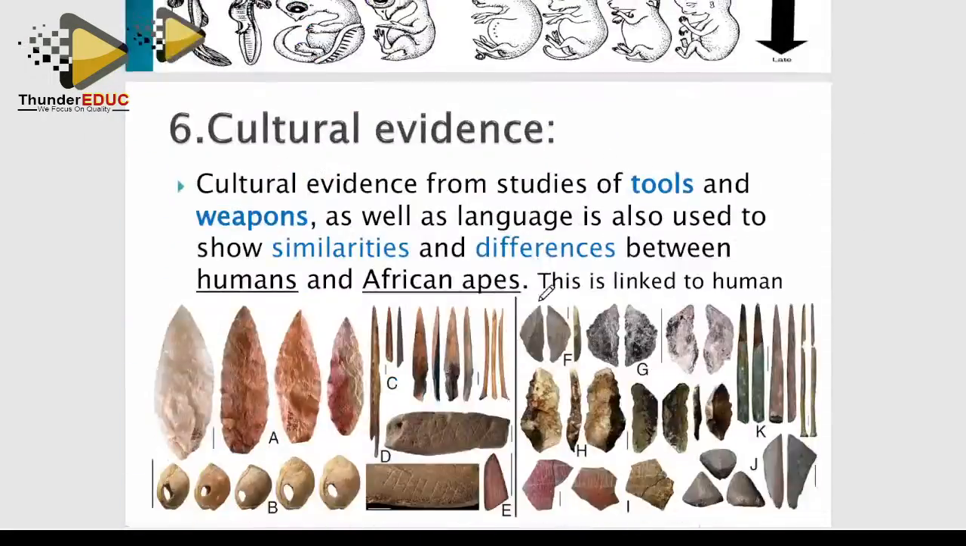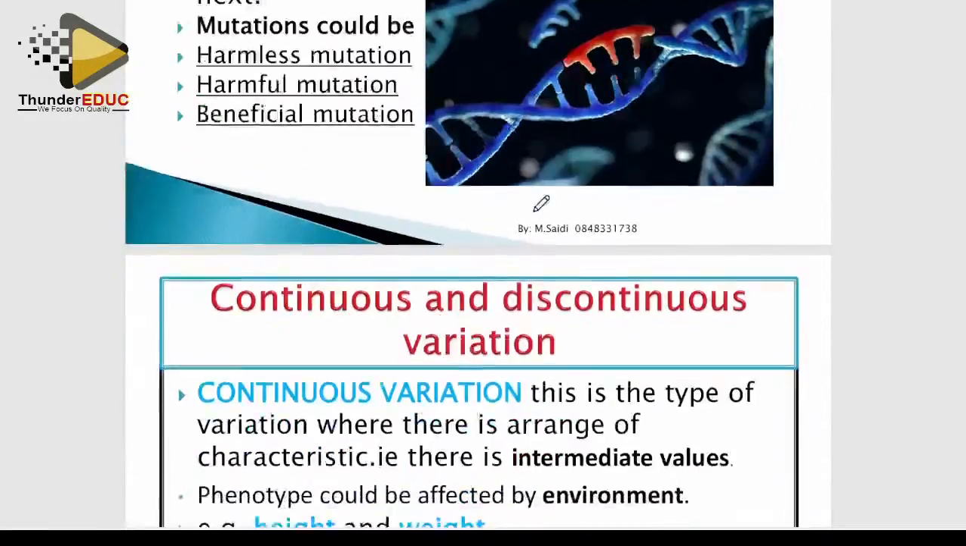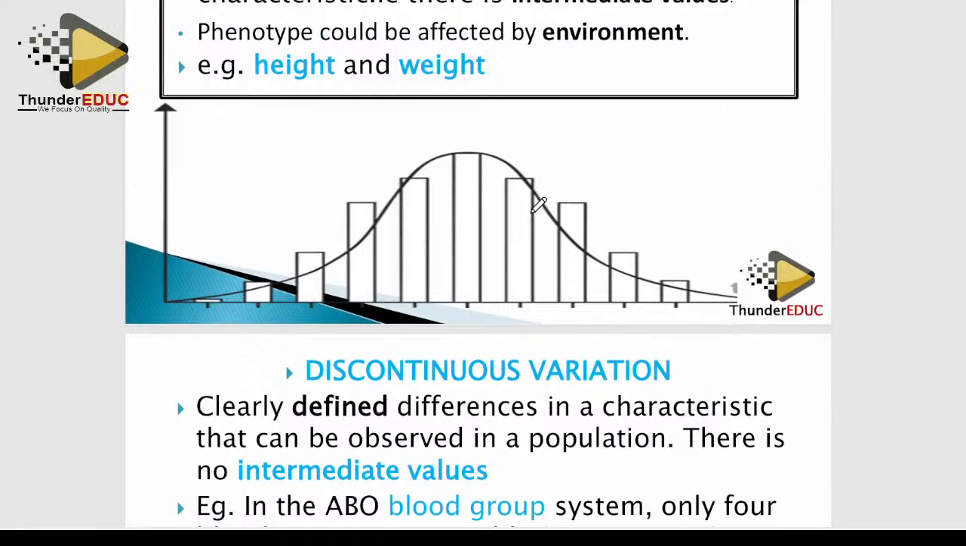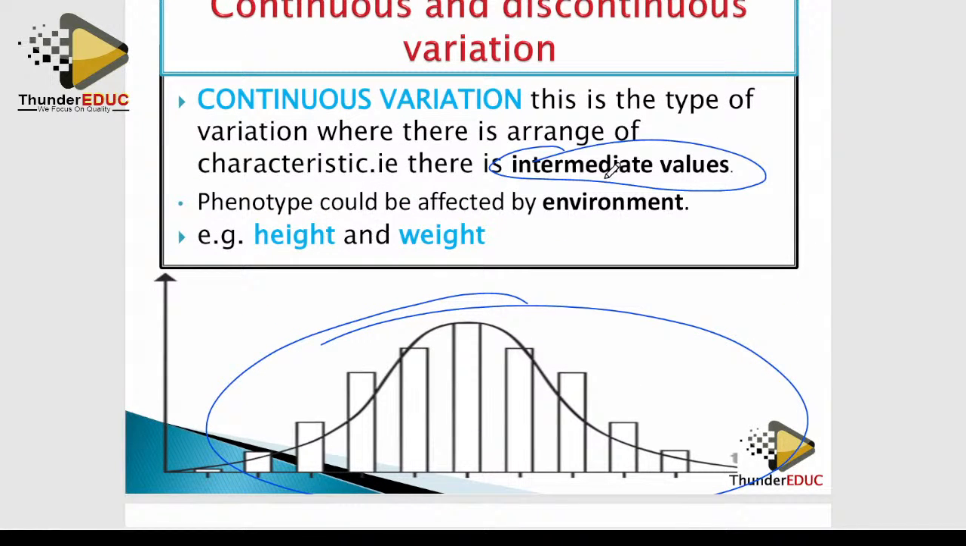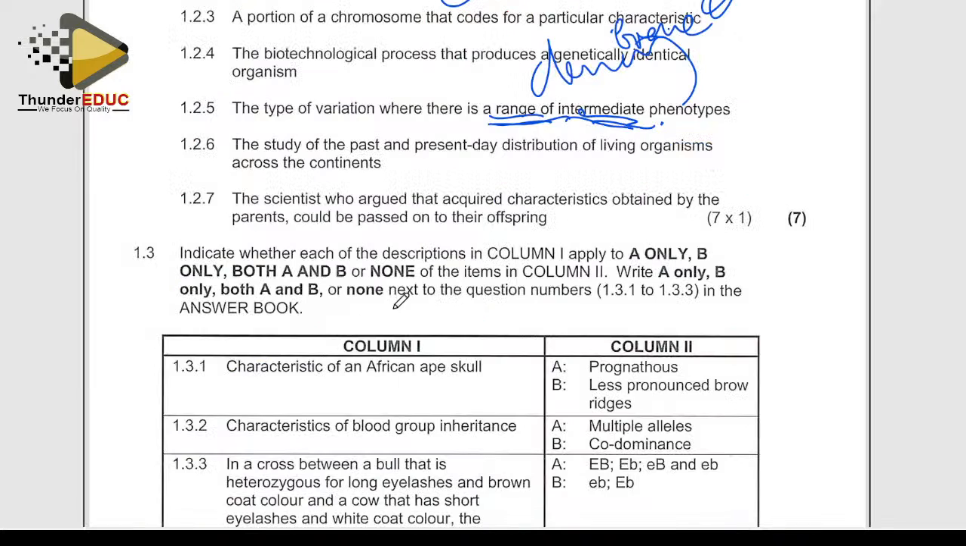Let me show you what I'm saying. This is what I'm saying, and this is the example I used when I was talking. That's what they are talking about. They're saying the study of past and present-day distribution of living organisms across the continents. Living organism is bio, distribution is geography, so it is biogeography. So that's when it's done.